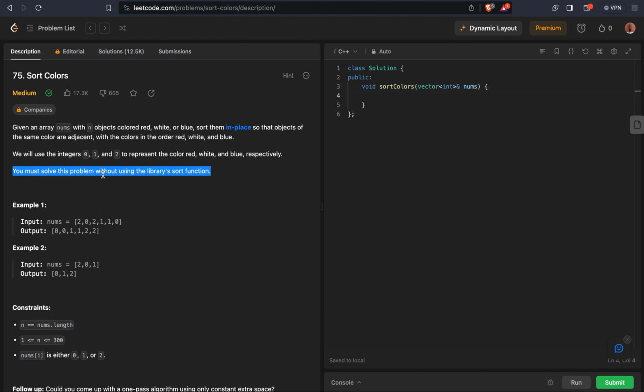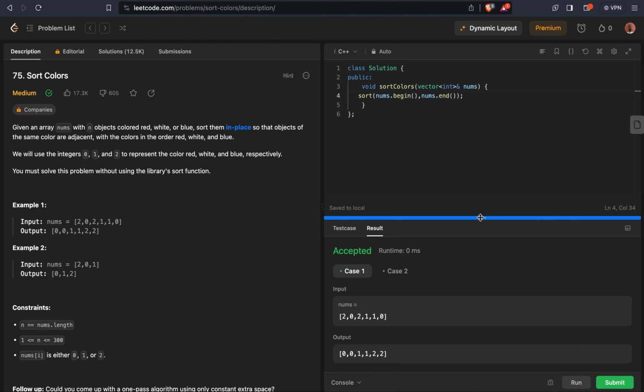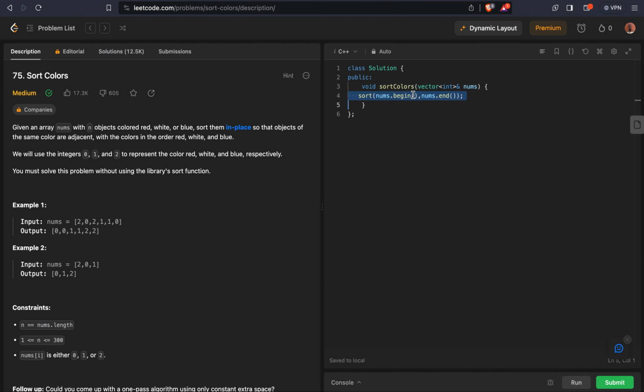And also here it is written that you must solve this question without the sort function. But let's use the sort function and try whether it accepts the solution or not. Let's try. Yeah, it has been accepted, but you must not use the sort function because it will be a one-line solution, and the interviewer also will not be happy with this solution. So we have to move to an optimal solution.